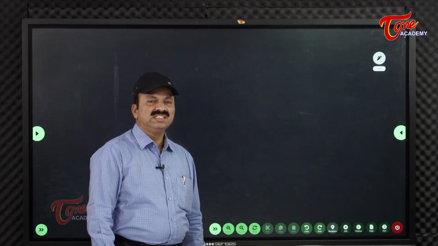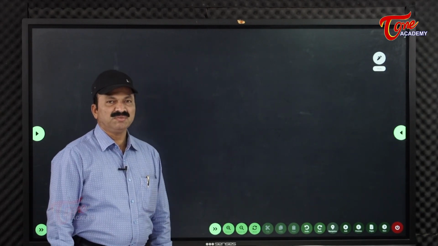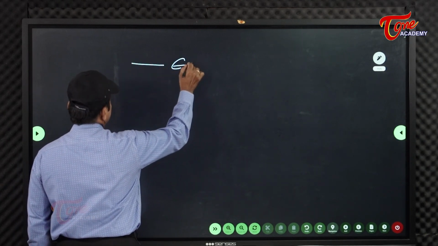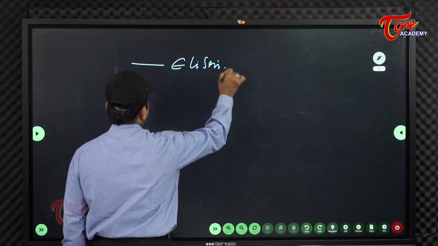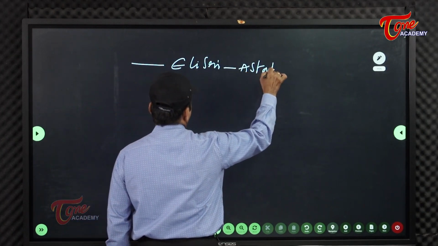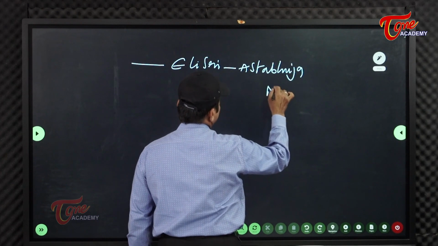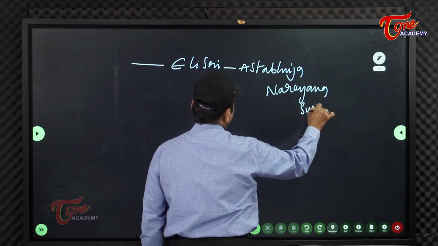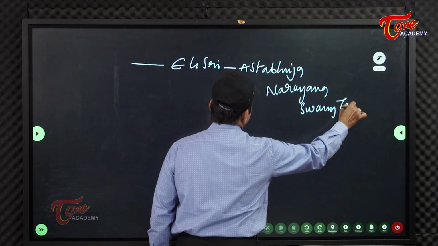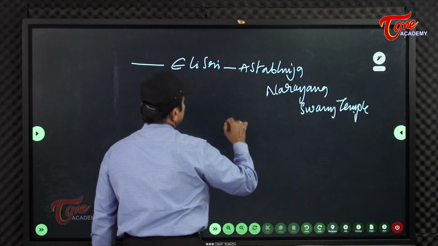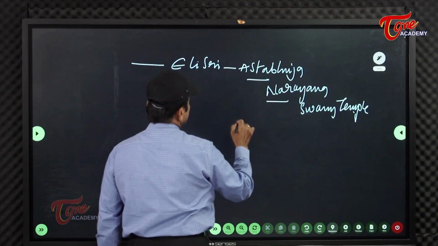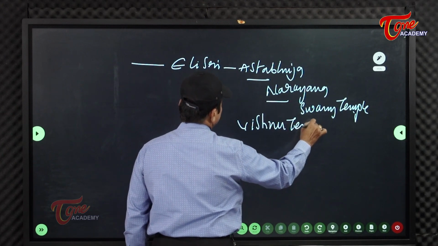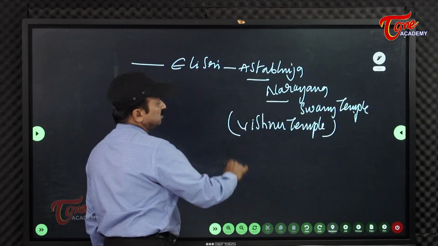His commander was Elisri. He established the Ashtabhuja Narayana Swami temple in the period of this ruler. This Ashtabhuja Narayana Swami temple is a Vishnu temple, like that it was said.